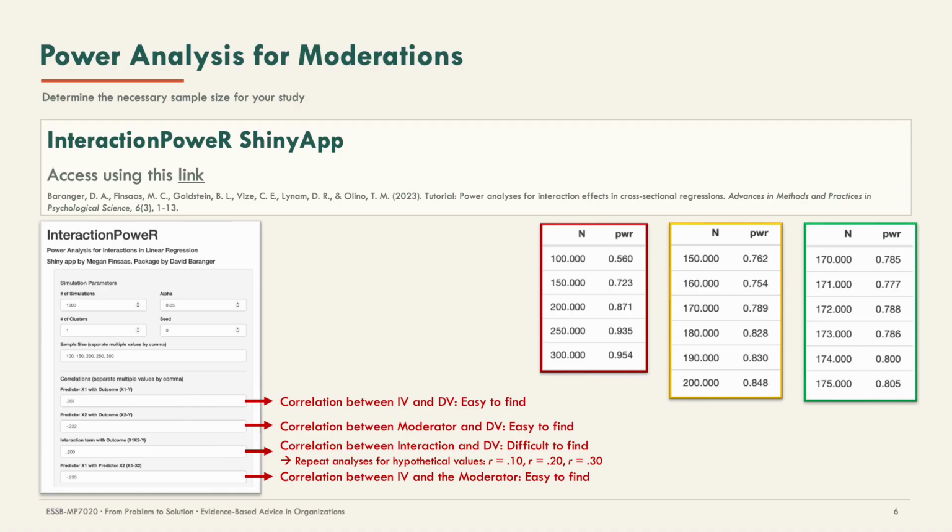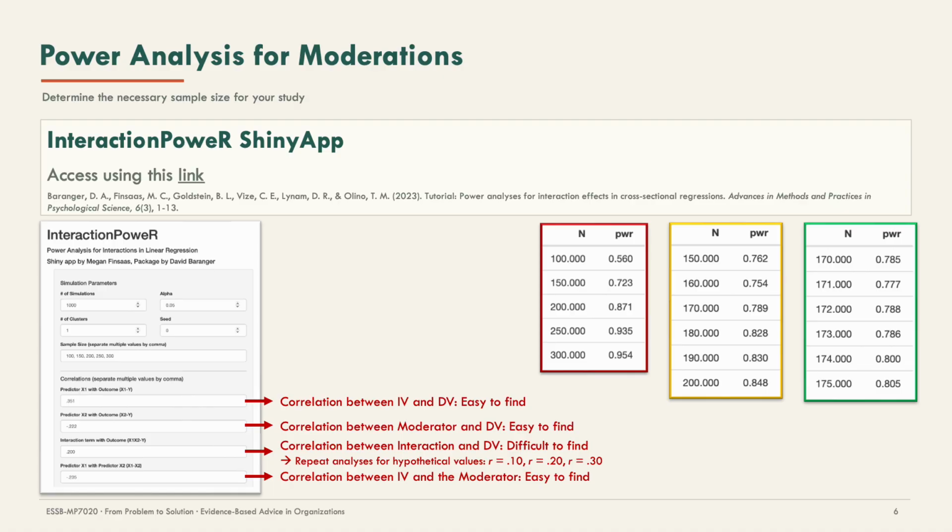The more difficult part is estimating the relation between the interaction term and the outcome. This value is rarely reported in published articles, even when similar moderation analyses have been conducted. A practical solution is therefore to run the power analysis several times using different plausible values for the relation of the interaction effect with the outcome. For example, a correlation of 0.10, 0.20, and 0.30. In this example here, I used a correlation of 0.20.